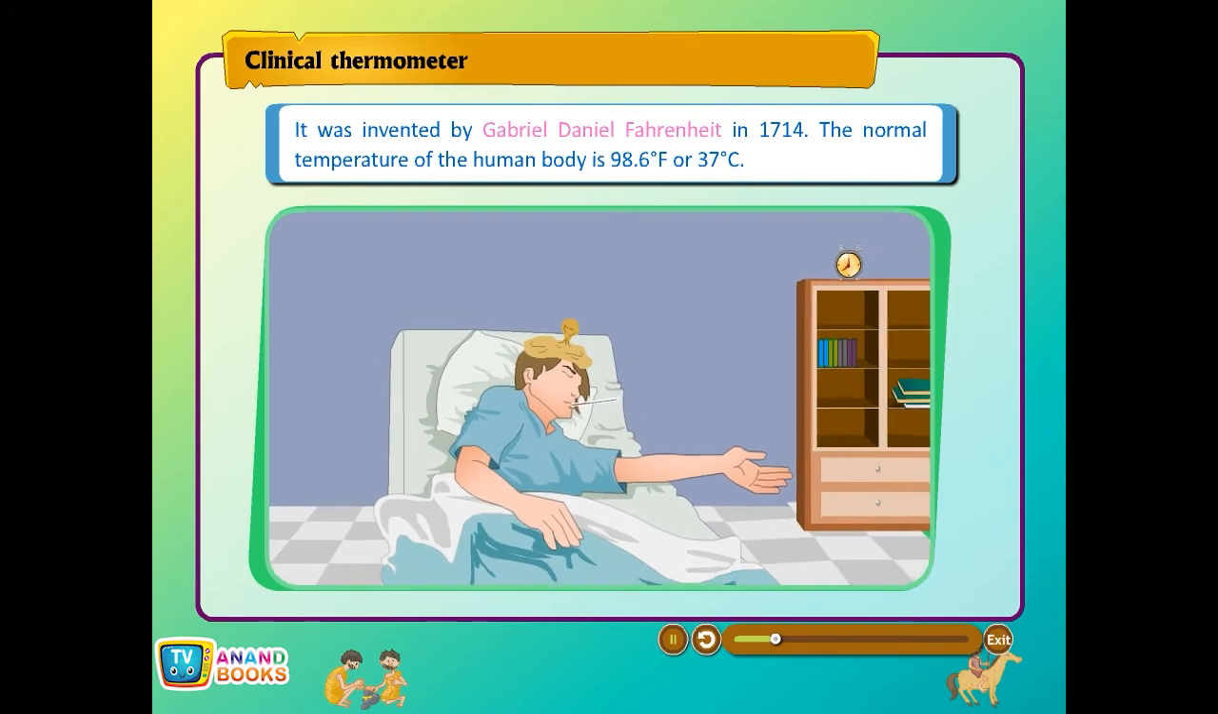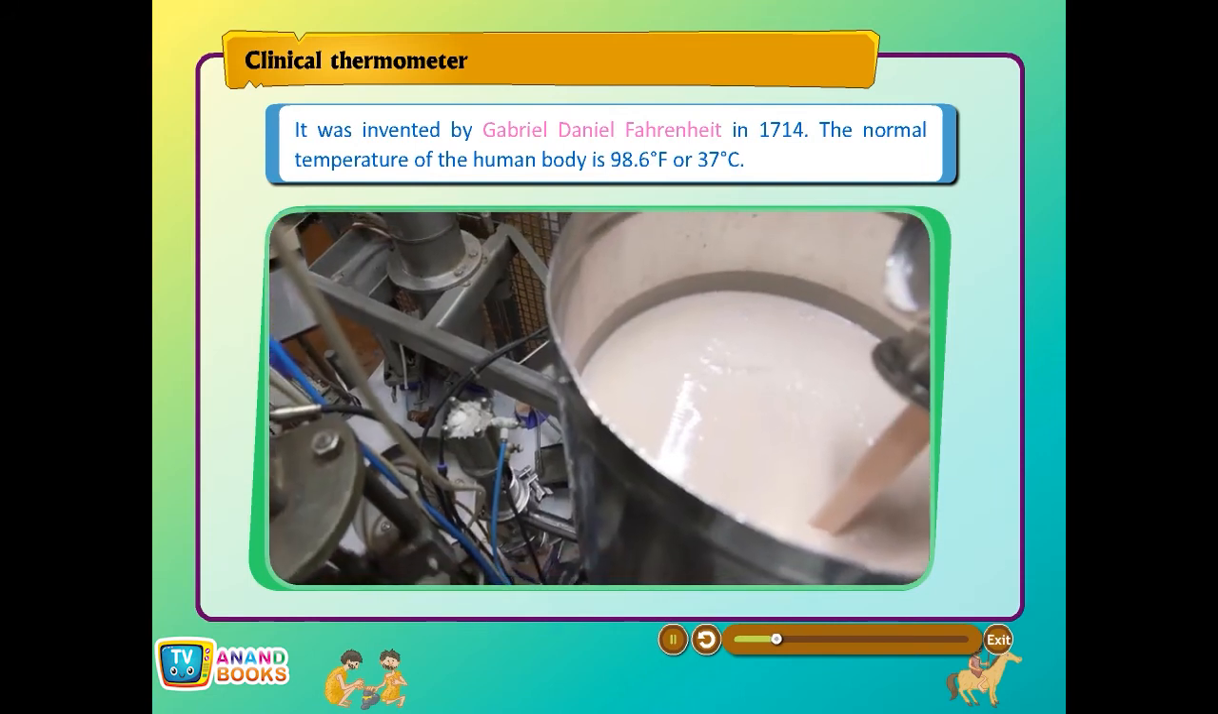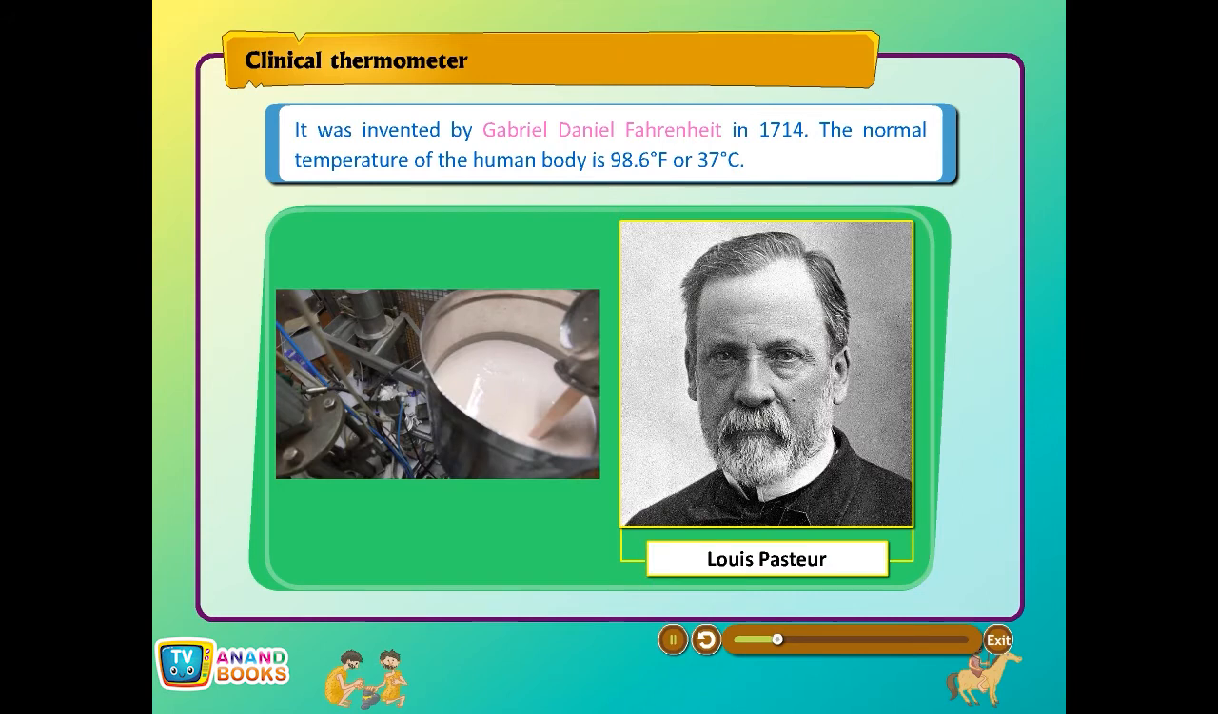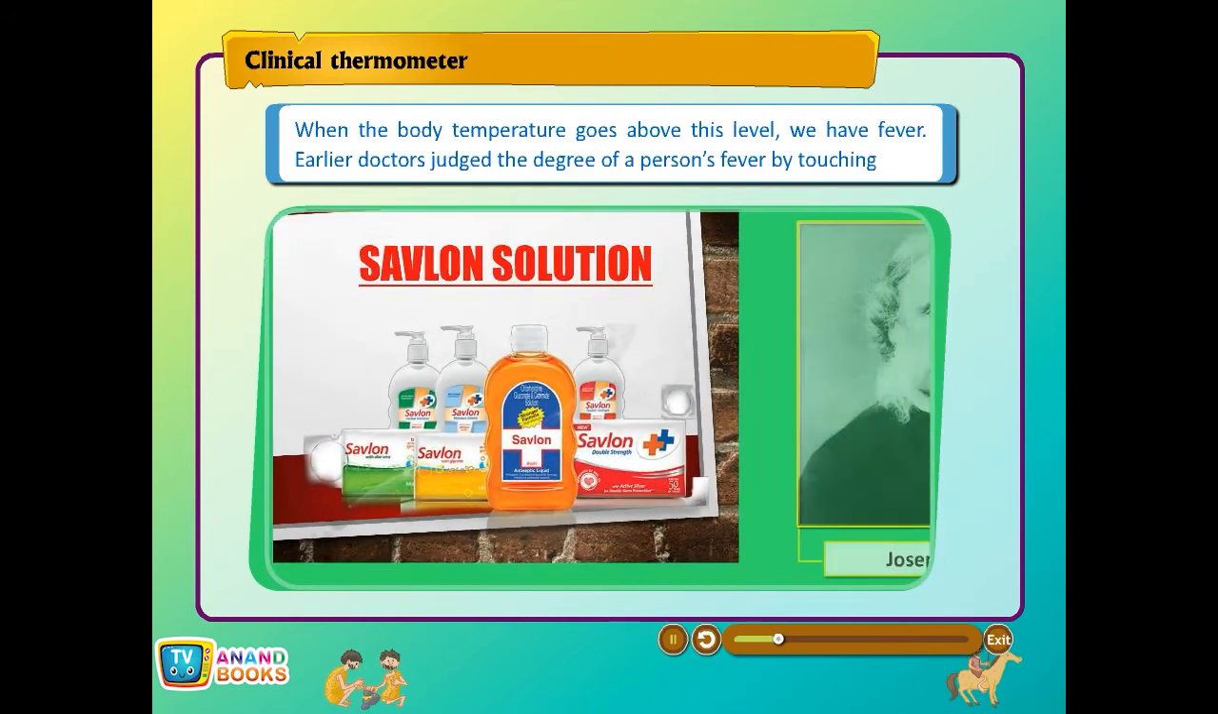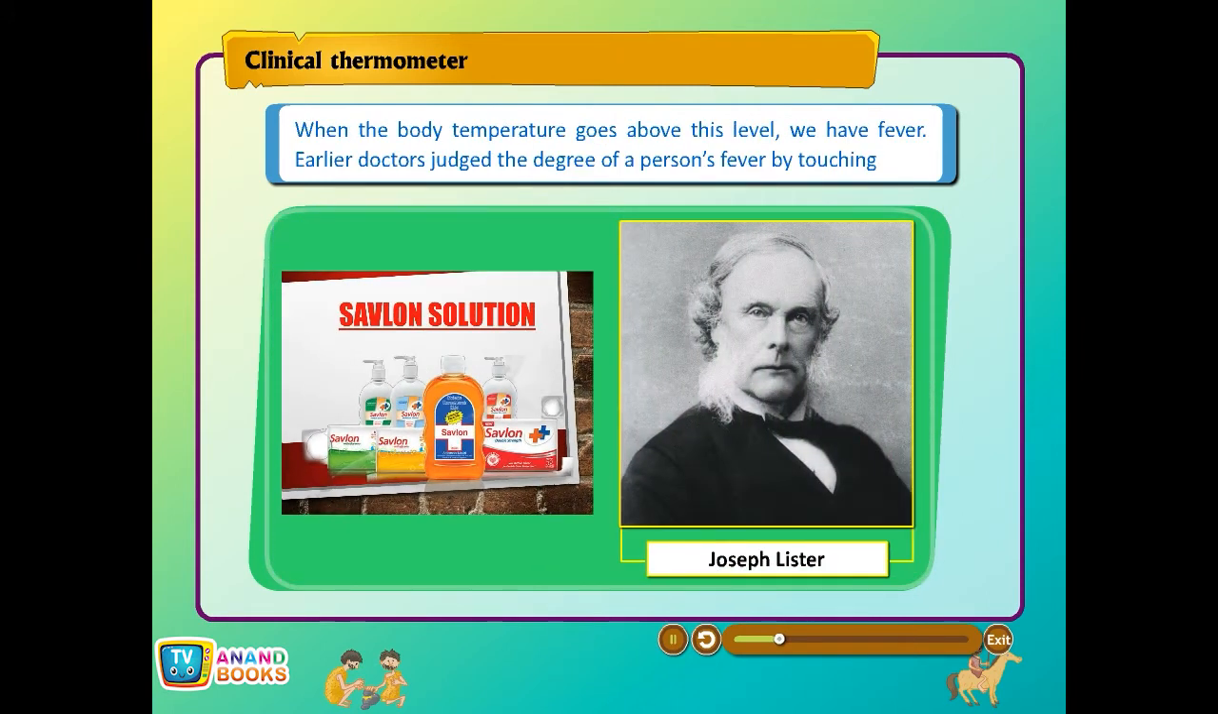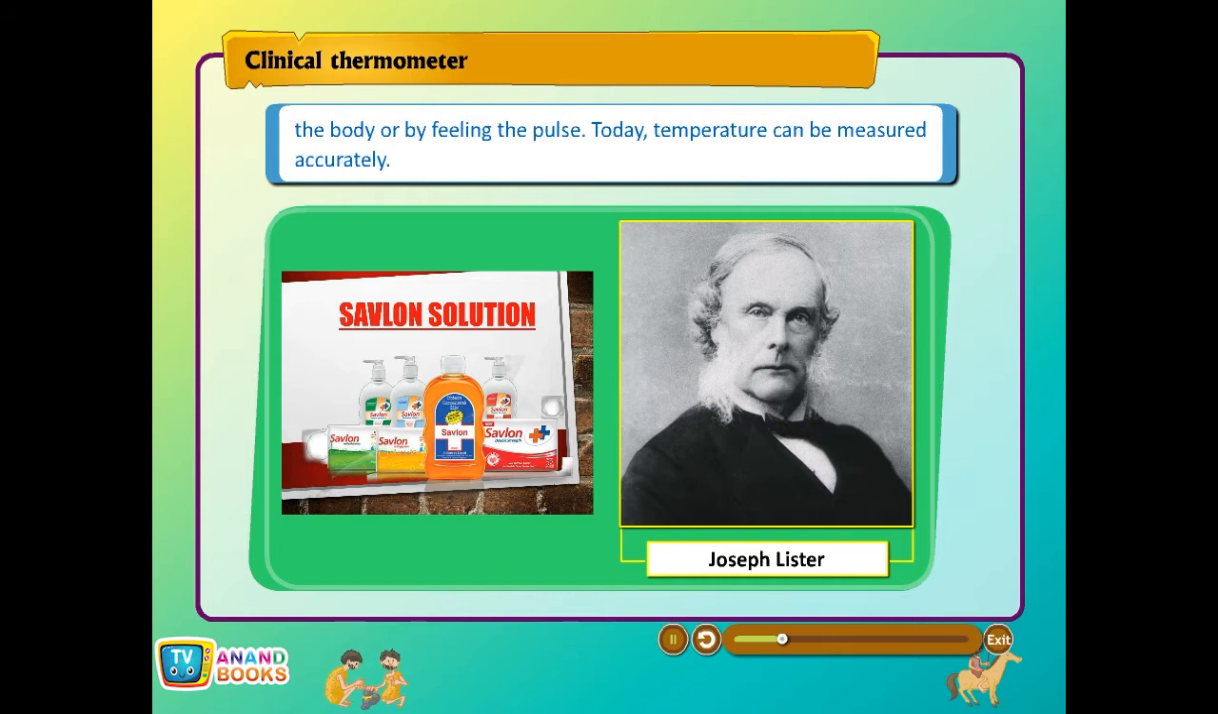The normal temperature of the human body is 98.6°F or 37°C. When the body temperature goes above this level, we have fever. Earlier, doctors judged the degree of a person's fever by touching the body or by feeling the pulse. Today, temperature can be measured accurately. A thermometer is put in the mouth or the armpit of the patient for a few minutes, and an accurate reading is obtained. It helps the doctor in treating the patient properly.